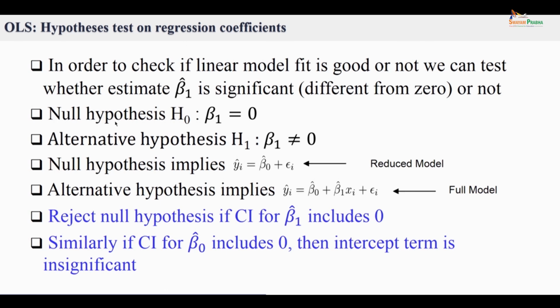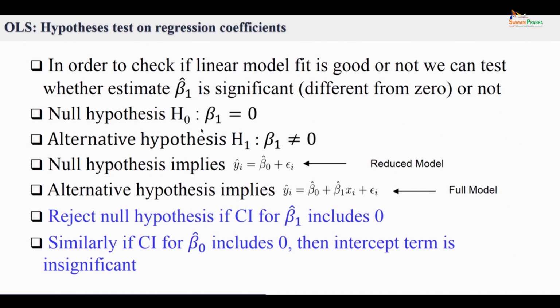So, the null hypothesis we want to test is beta 1 equal to 0, versus the alternative that beta 1 is not equal to 0. If beta 1 equals 0, it implies that the independent variable x has no effect on the dependent variable. But on the other hand, if we reject this null hypothesis, we are concluding that the independent variable does have some effect on the dependent variable.